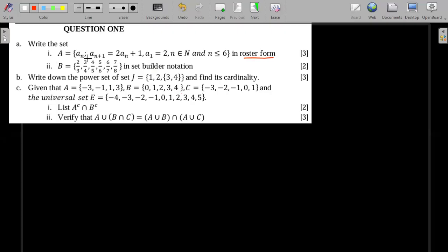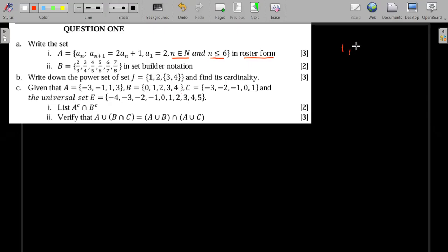Okay, so they're saying A_n is a set of all A_n such that A_(n+1) equals 2A_n plus 1, where A_1 is equal to 2. And then they're saying this n is a member of the natural numbers such that n is less than or equal to 6. So we know that natural numbers are numbers that we call counting numbers.